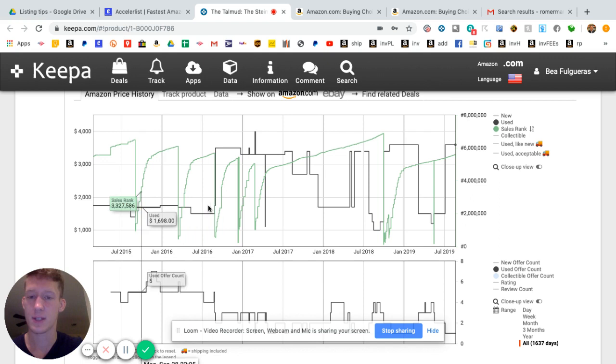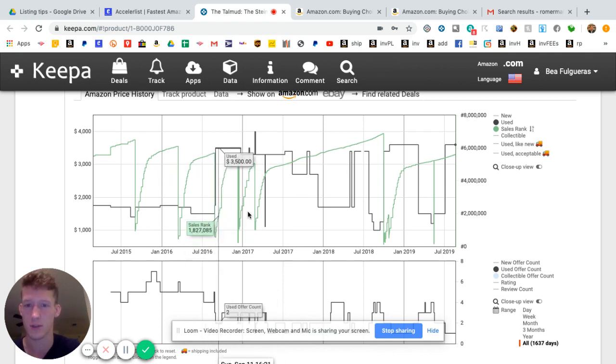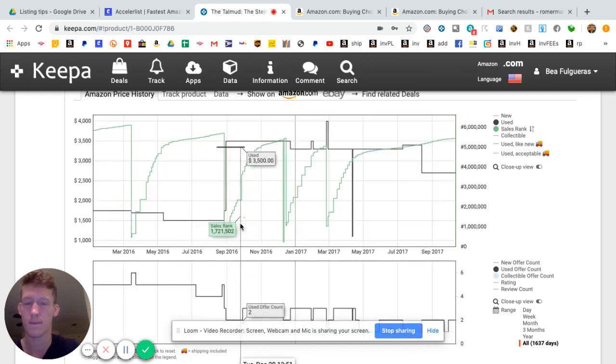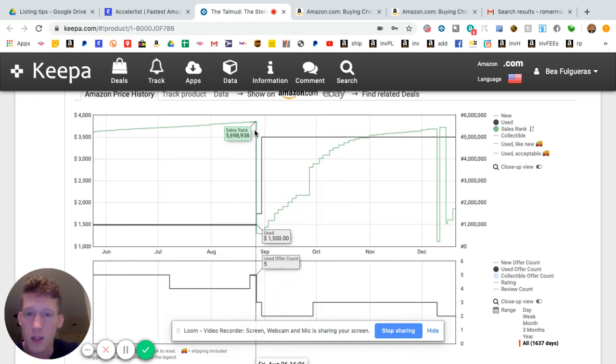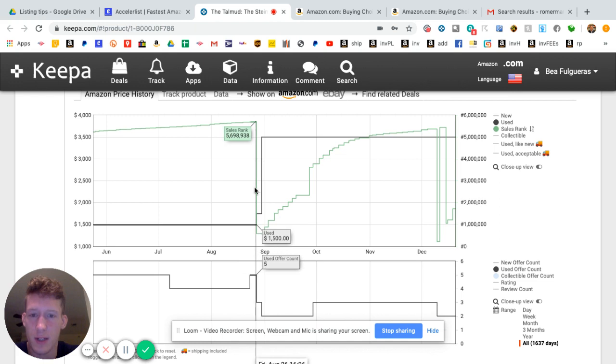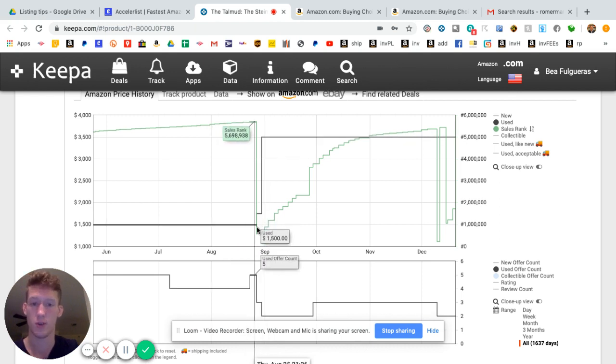See this huge jump in price? Like, what the hell's going on here? I'll explain this. I'm going to zoom into this. Okay, so as you can see, there was a sale right at the end of August. And all of a sudden, this price skyrockets. Why did it skyrocket? Because the $1,500 copy of this book, or the set, sold.